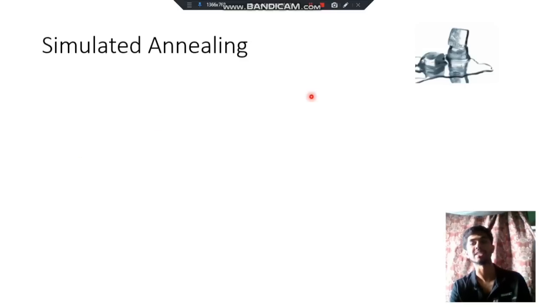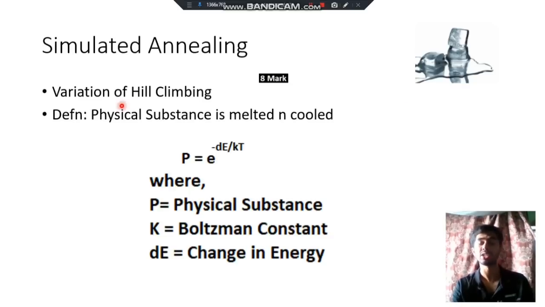What is simulated annealing? That means melting of the ice. How fast the ice will melt. For that you have to remember one definition and formula. It's a variation of hill climbing. Whatever is in the hill climbing, that same thing you have to write here as well. Just the formula you have to remember: P is equal to e power minus dE by kT. P is the probability, k is the Boltzmann's constant, dE is the change in energy, and T is the temperature.